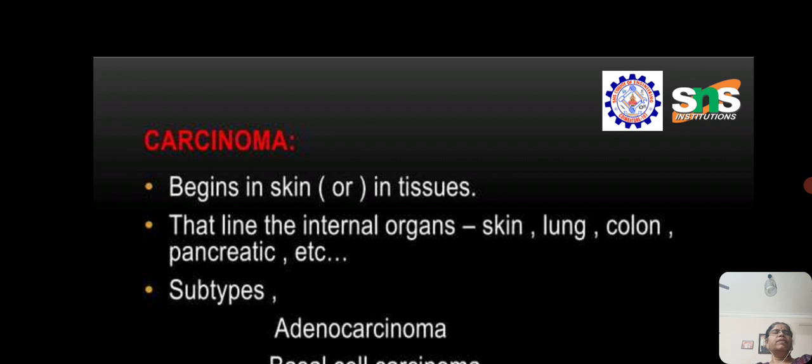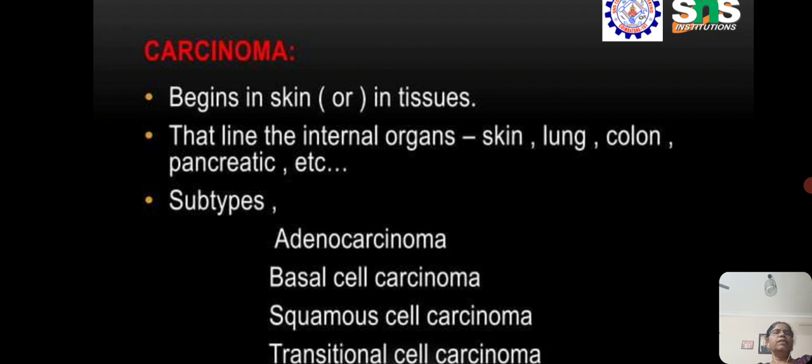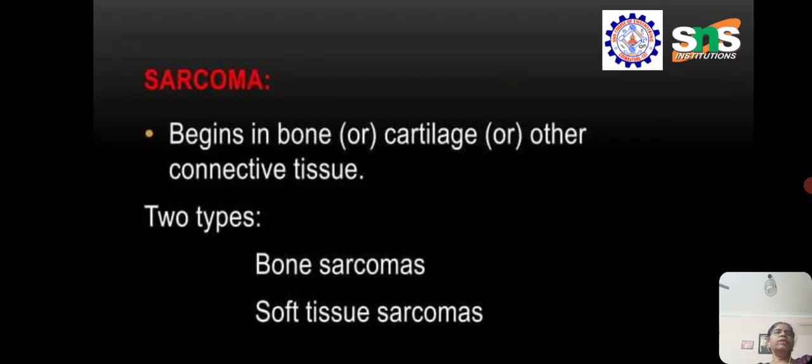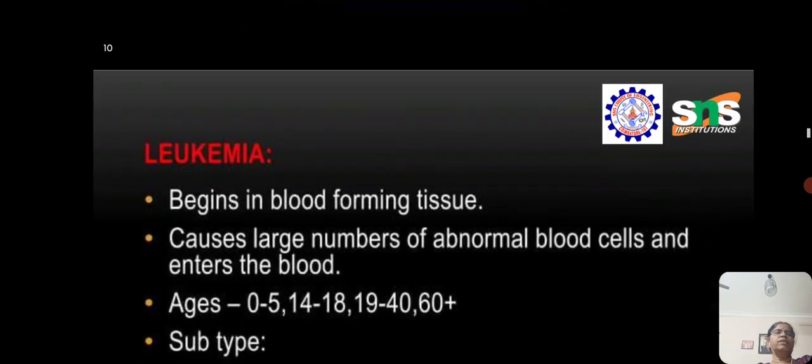So we are continuing with the lecture about cancer. Carcinoma is nothing but a skin cancer. Next is sarcoma. So what is a sarcoma? It begins in bone or cartilage, other connective tissues. Bone cancer we call it as sarcoma. Bone sarcoma and soft tissue sarcomas are there.